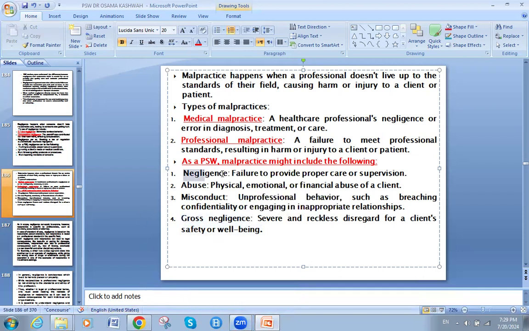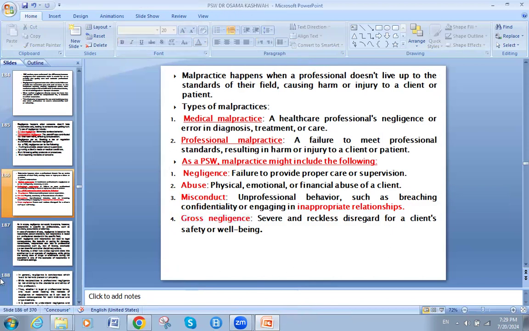Again, the PSW might fall within one of those categories. The negligence itself, abuse also. He might abuse the client. He might behave in misconduct, like breaching confidentiality, giving the secrets of the client to others, or unprofessional behavior such as engaging in an inappropriate relationship with the client. Gross negligence is when the PSW does not care at all about his client. Here, this is gross negligence.